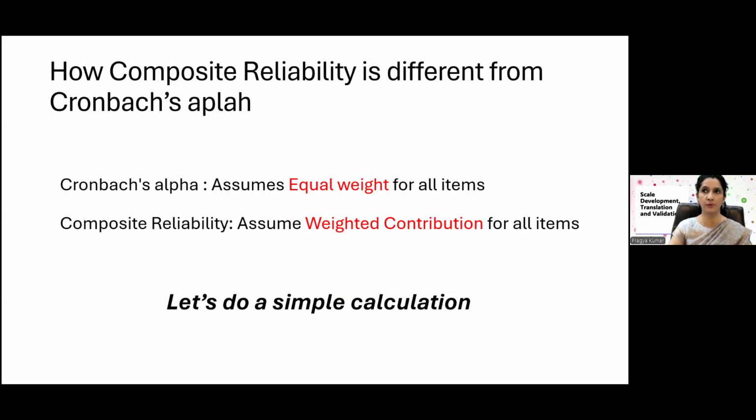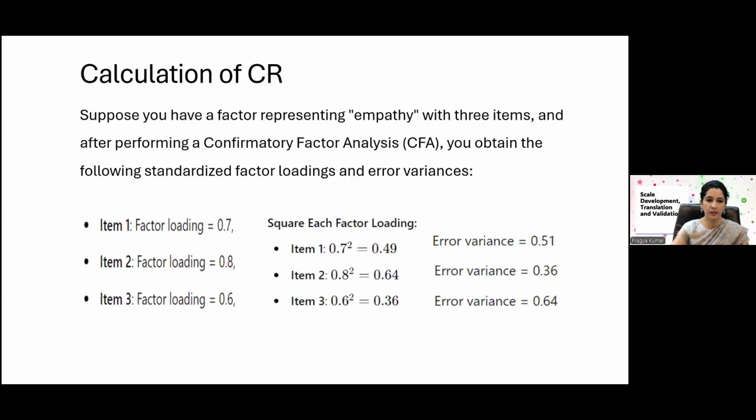Here in Cronbach alpha, it assumes that all the items are of equal weight, whereas in composite reliability, you don't assume. You see that item which gets loaded with a strong loading, you take the weighted contribution of that particular item. So we will just show how to do this calculation of composite reliability.